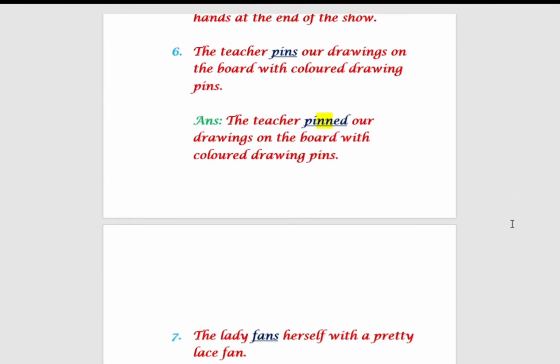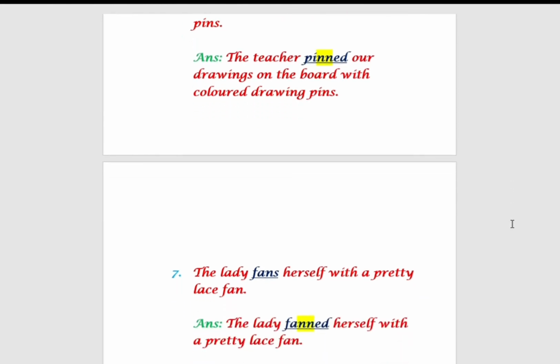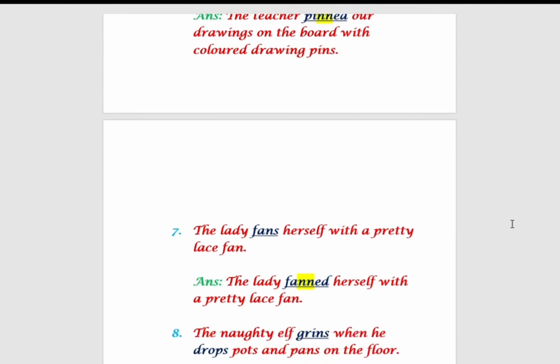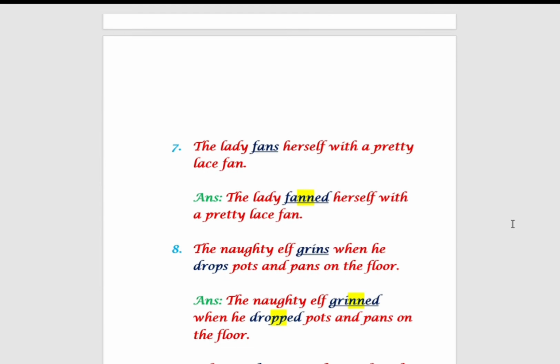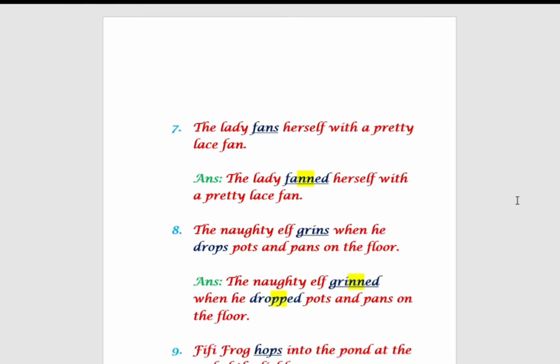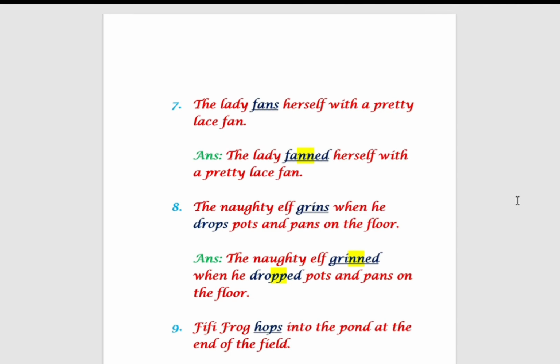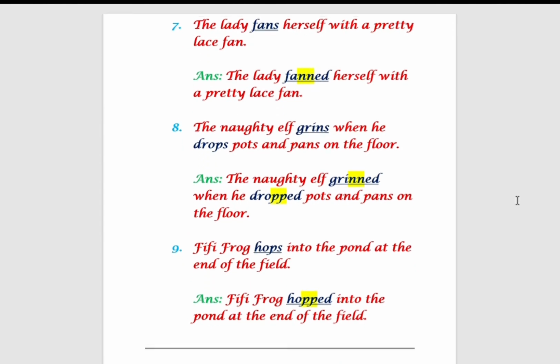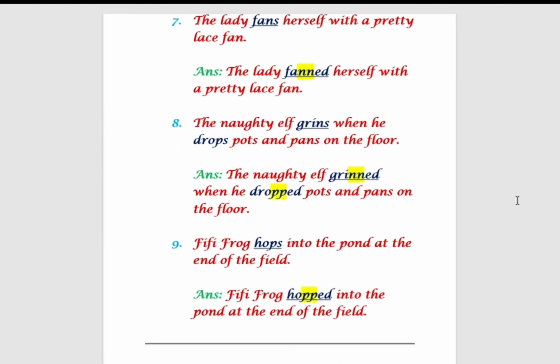Then number 7, the lady fans herself with a pretty lace fan. The lady fanned herself with a pretty lace fan. The naughty elf grins when he drops pots and pans on the floor. Here we are having two verbs. The naughty elf grinned when he dropped pots and pans on the floor. Fifi Frog hops into the pond at the end of the field. Fifi Frog hopped into the pond at the end of the field.